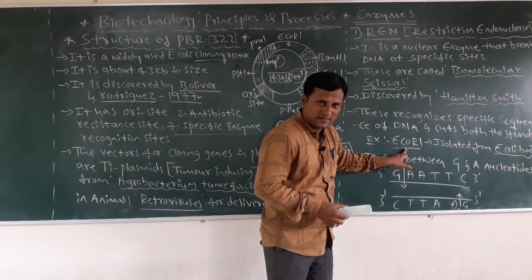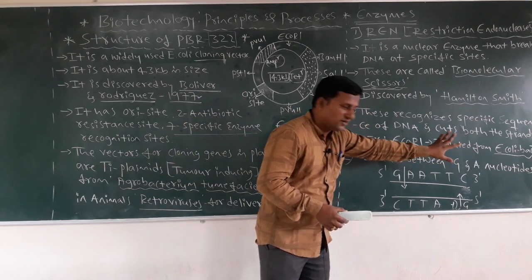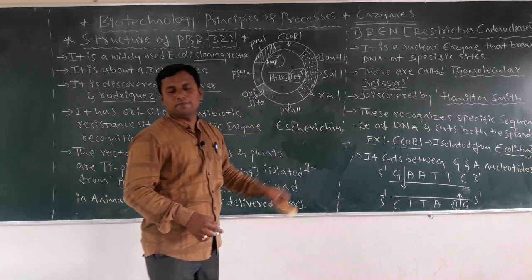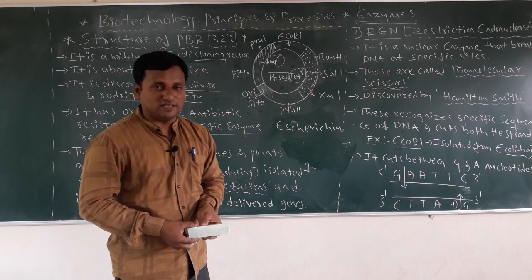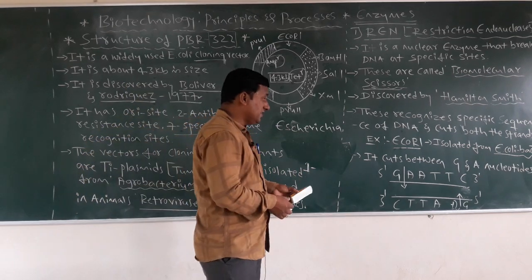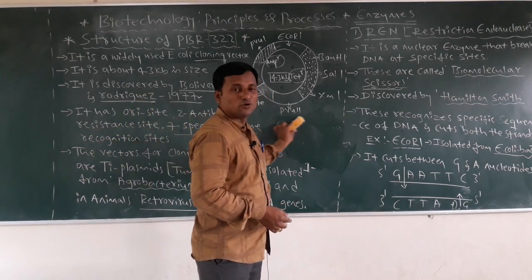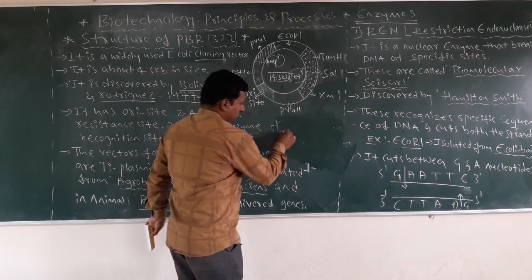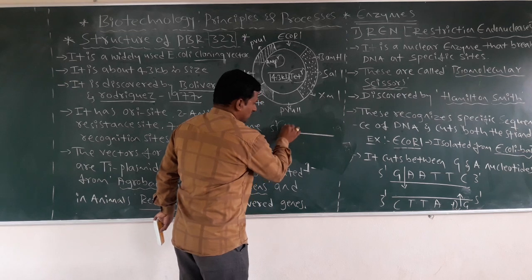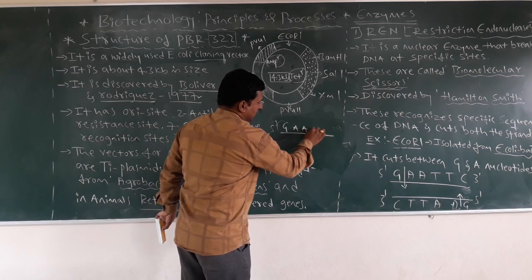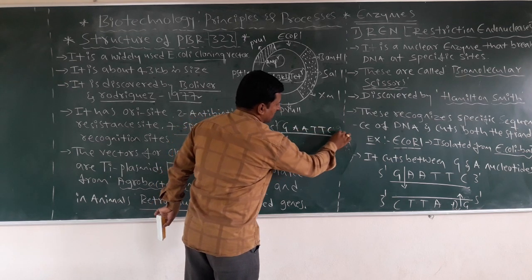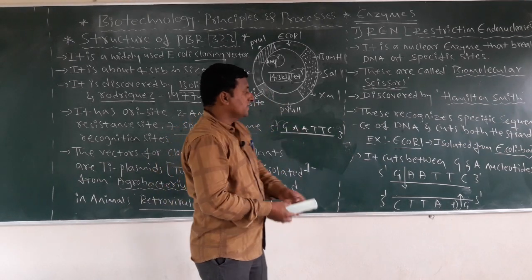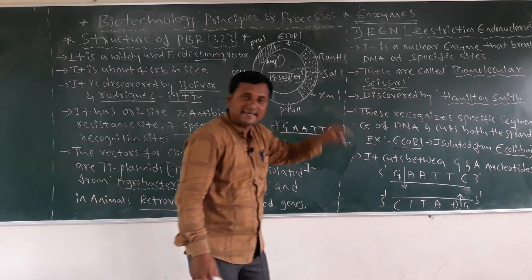EcoR1 is isolated from E. coli bacteria. Where does it cut? This is very important, and you must remember it. It cuts between G and A nucleotides. Just think about it here: 5' G A A T T C 3'. These are the nucleotides where EcoR1 acts.